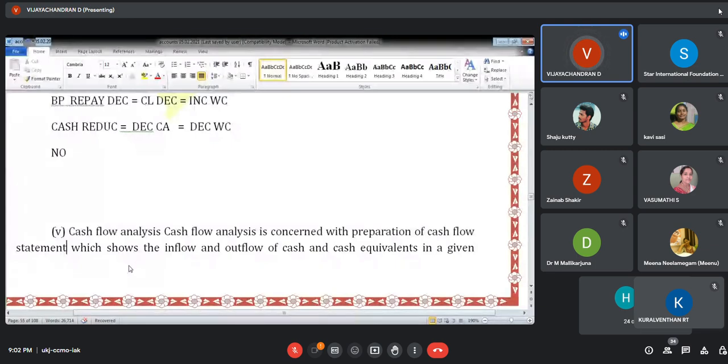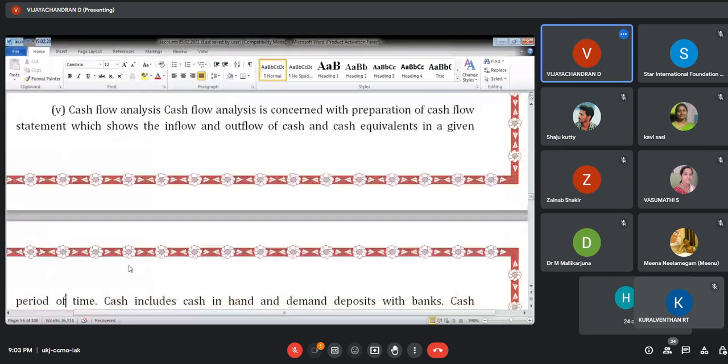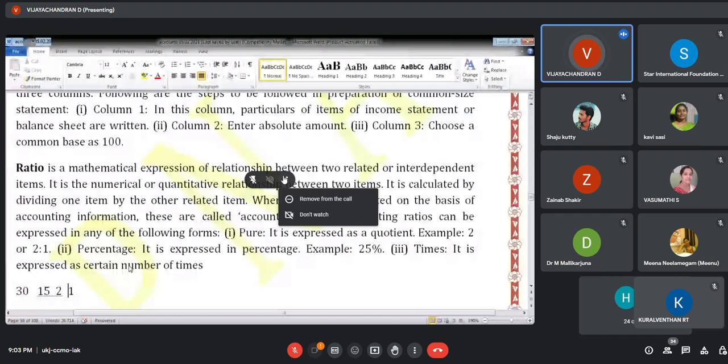So the cash flow statement as per accounting standard 3 consists of three parts. Part A, cash from operating activities. Operation means your business, your sales, your purchases, everything coming under operating activities. The second one is investment activities; investment means your investment in fixed assets. And the third one is financing activities. Finance means your raising of shares, floating of debentures. Okay, so that was the cash flow analysis. Ratio is very, very important, so I'll complete it today.